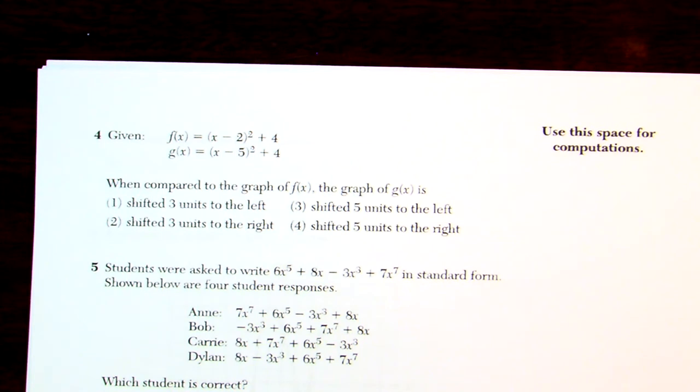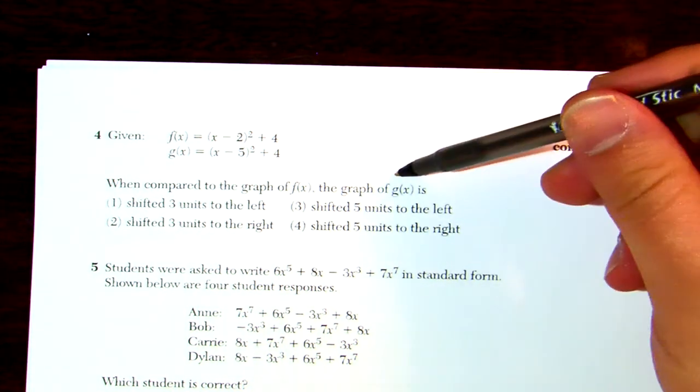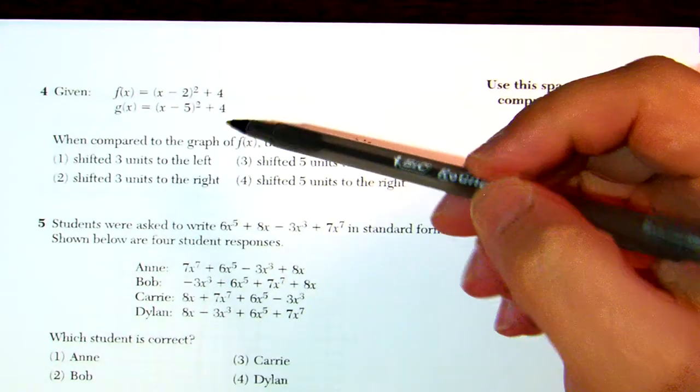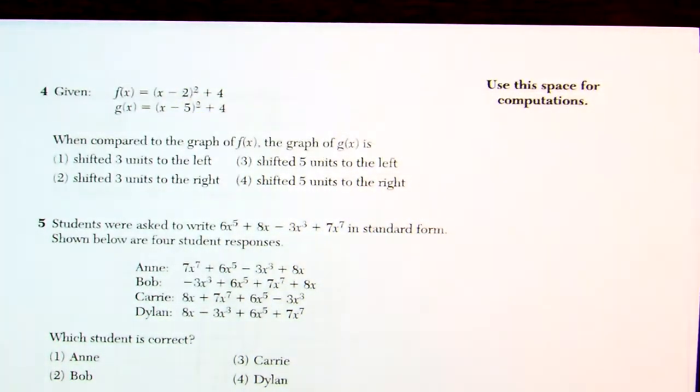Okay, number 4. When compared to the graph of f of x, the graph of g of x is. So they want to know what happened between here and here. There are a few ways we can do this. I'm actually going to plug that into the graphing calculator because then I could see what's going on.